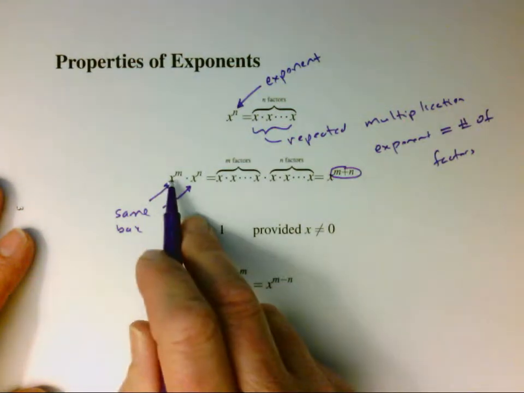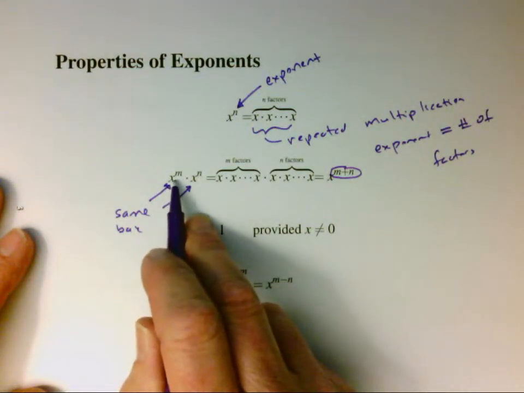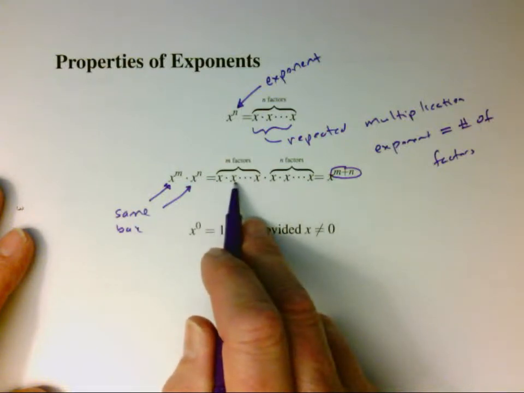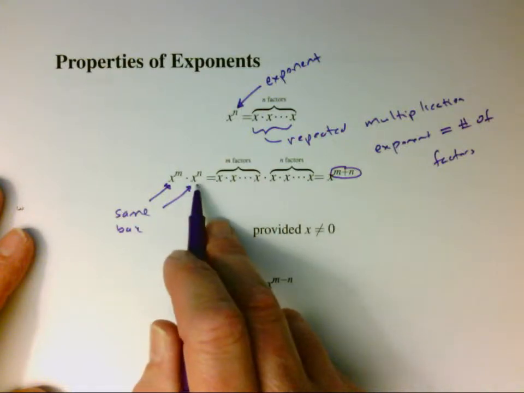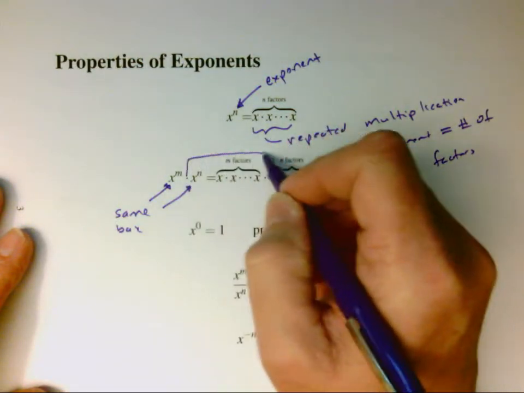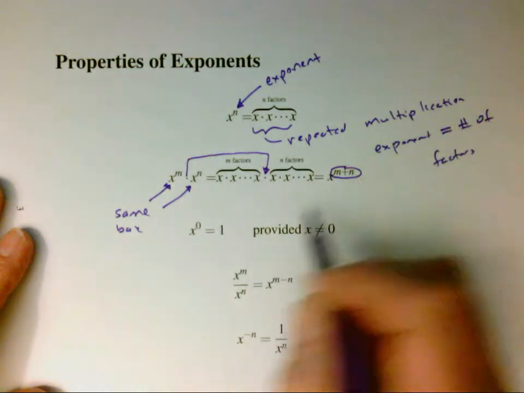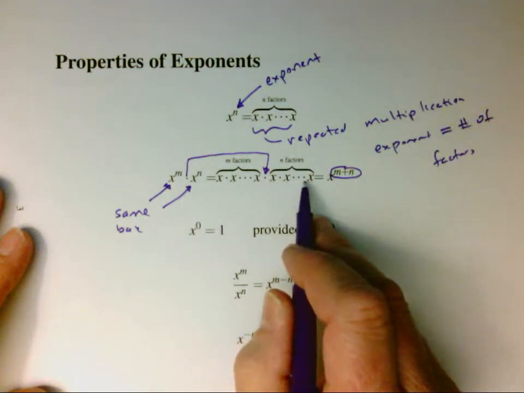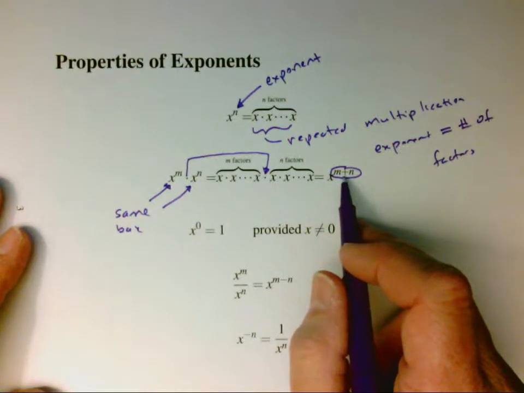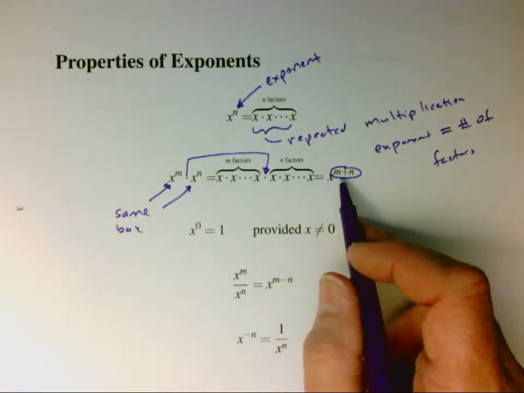And that's because the first expression, x to the m power, means m copies of x. You're multiplying that times x to the n. So this multiply is right here. That's n factors of x. So all told, you have m plus n factors of x. So the exponent keeps track of how many factors you have.